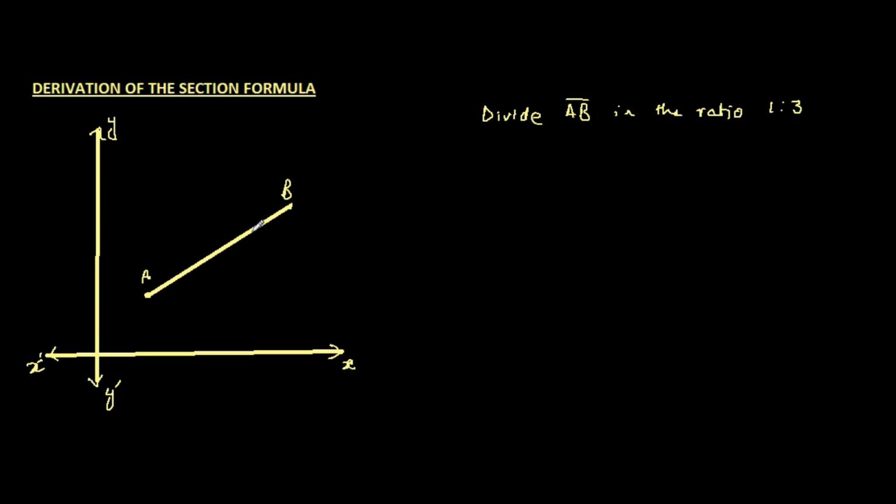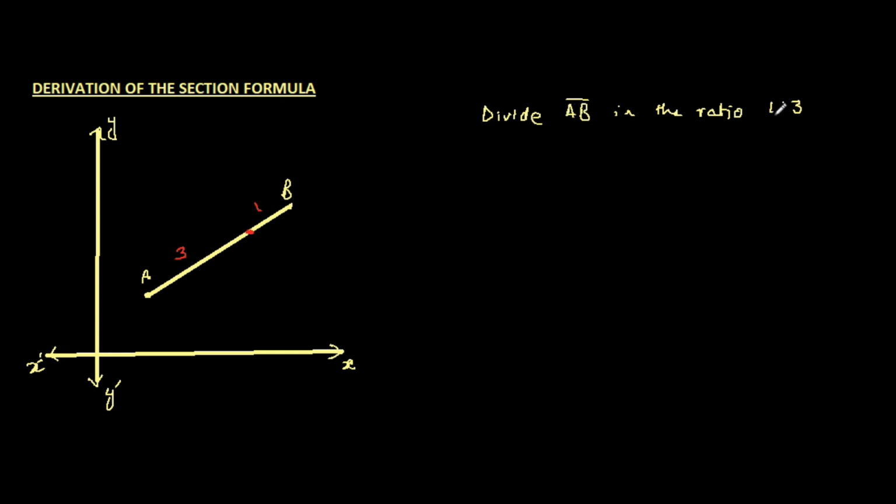Now you could also say that instead of this, if I mark the point here, then this will be 3 units and this will be 1 unit. So this also is in the ratio 1:3. But that will turn out to be wrong because that is the number one common mistake that people make all the time, and you should not make that mistake.